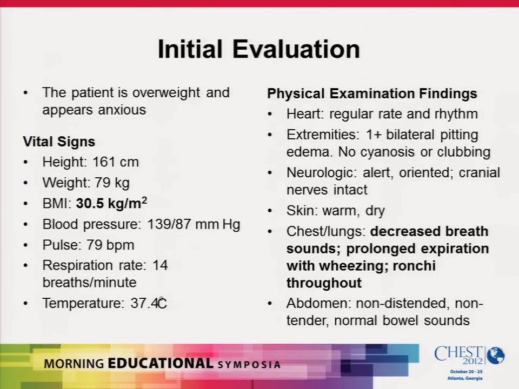This is the initial evaluation. She's overweight and appears anxious. Her vital signs, as you see here, her BMI is 30.5, and baseline weight and height are shown. But you can see her blood pressure, pulse, respiratory rate, nothing really abnormal, probably a bit tachypneic, but nothing abnormal.